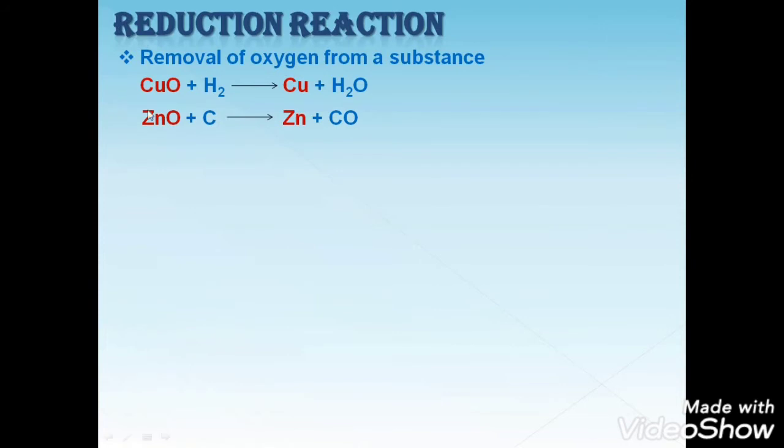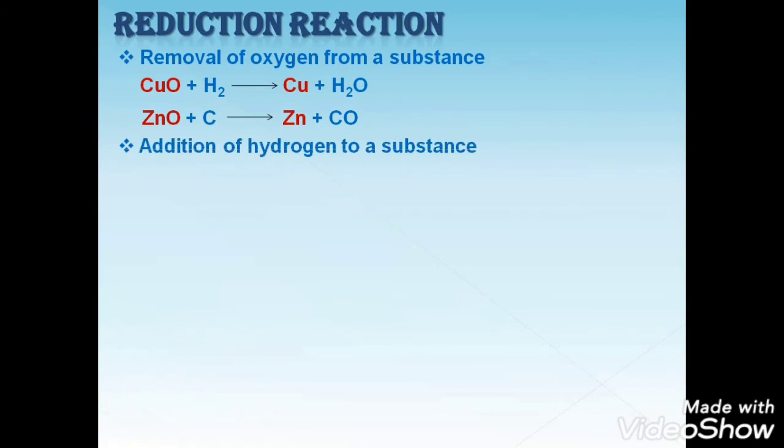Another example, zinc oxide reacting with coke or carbon to form zinc and carbon monoxide. Here again zinc oxide on the reactant side and zinc on the product side. The difference is zinc oxide is losing oxygen. So removal of oxygen again is reduction reaction. And whichever loses oxygen, that becomes the reduced product. Copper is a reduced product here. Zinc is a reduced product in this case.